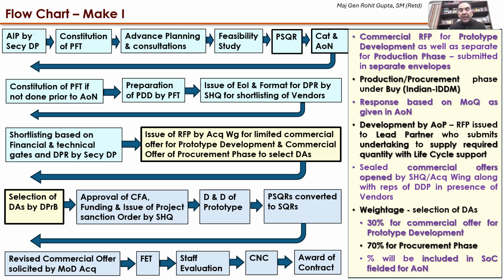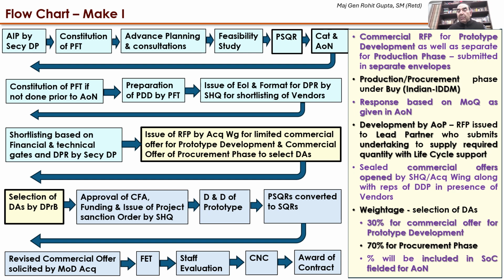Issue of RFP is by the acquisition wing for limited commercial offer for prototype development, as well as the commercial offer for procurement phases to selected DAs. Also, the selection of the DAs is done by the Defense Procurement Board. The commercial RFP for the prototype development, as well as separate for the production phase, is submitted in separate envelopes simultaneously to the DAs concerned. The production/procurement phase is always under Buy Indian IDDM in the Make 1 process.